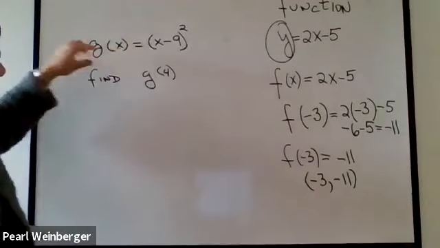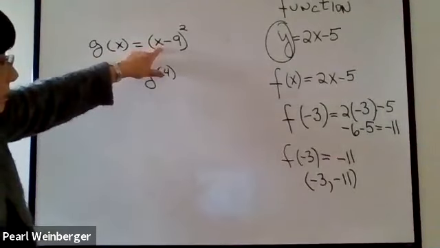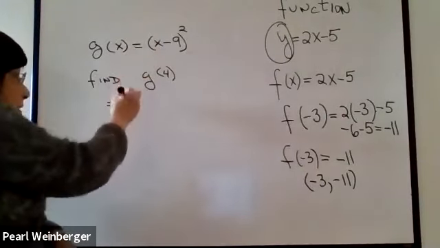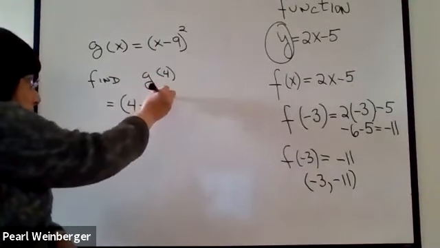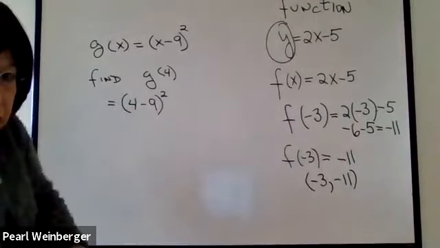Well, I replaced the X with 4. I went to my original function, and wherever I saw an X on the other side of the equation, instead of an X, I'm going to put a 4. So that's going to give us parentheses. I'm just replacing the X with 4. Okay, that was perfectly right. Then what did you do?